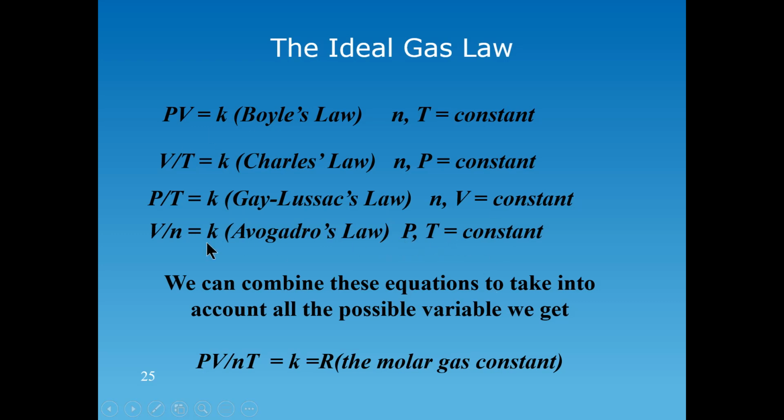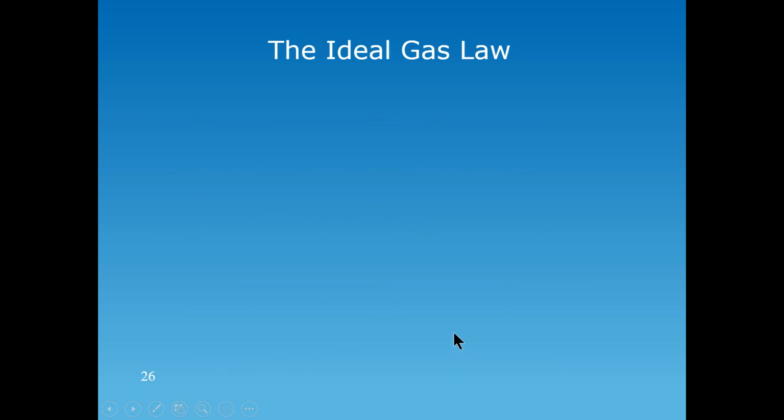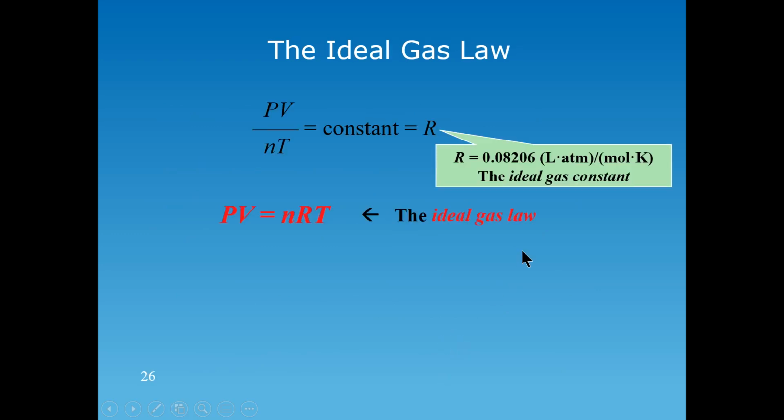If we combine all these laws together, we get PV over nT is equal to a constant, K. That constant is given a special name. It's called the molar gas constant, and it has a value of 0.08206 liters atmospheres per mole Kelvin. It is very often rearranged in this way, and in most textbooks you'll see that they express it this way.